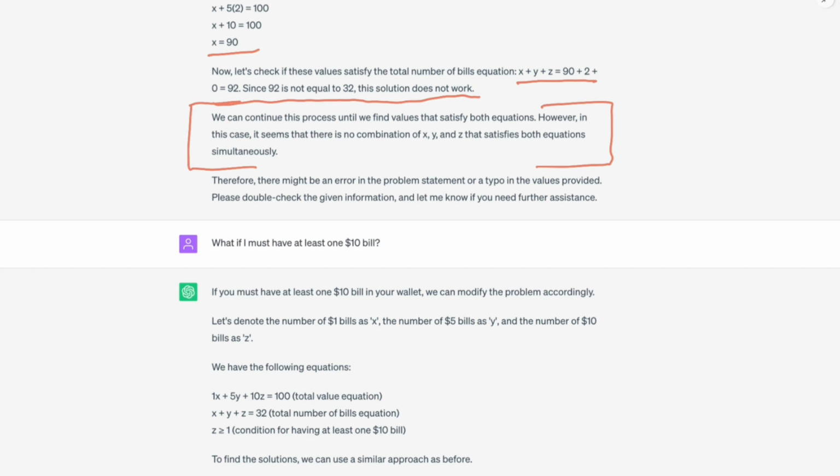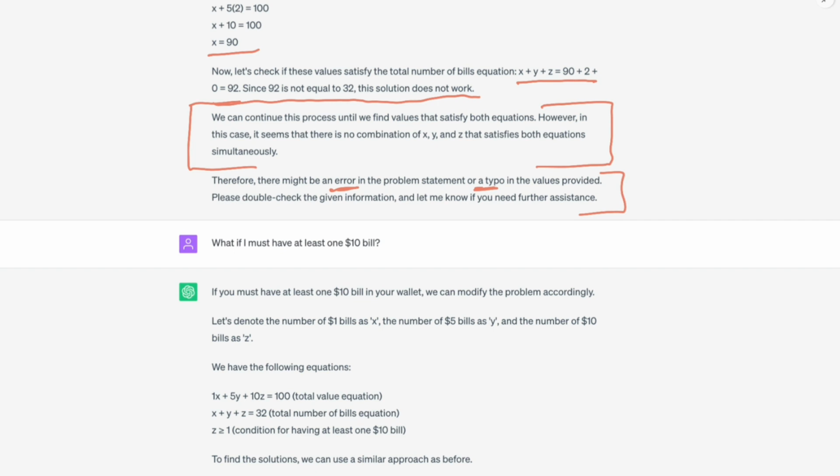And then he goes on to say, therefore, there might be an error in the problem statement, or a typo. So we either have an error or we have a typo in the values provided. Please double check the information given and let me know if you need further assistance. So this is ChatGPT's second attempt at the problem, and he still appears clueless.